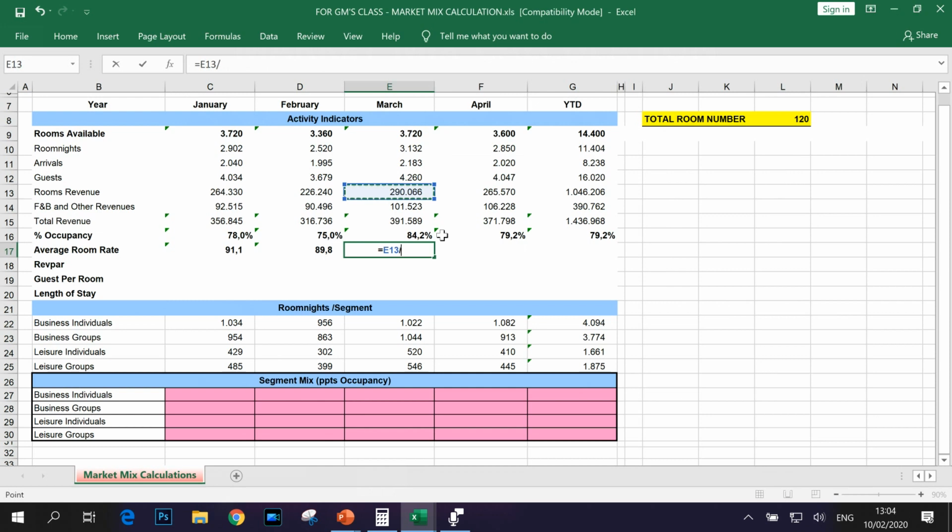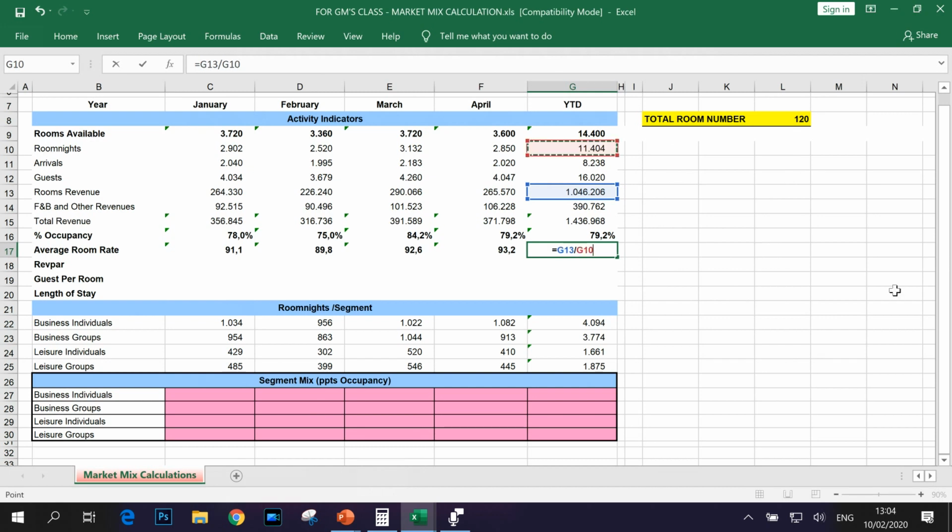For March, room revenue $290,066 US divided by number of rooms sold, 3,132. April, same, $265,570 US divided by total room numbers sold, 2,850. Our YTD average room rate should be total room revenue for 4 months divided by total number of rooms sold from January until April, here 11,404. So we can see our average room rate for each month and also YTD.